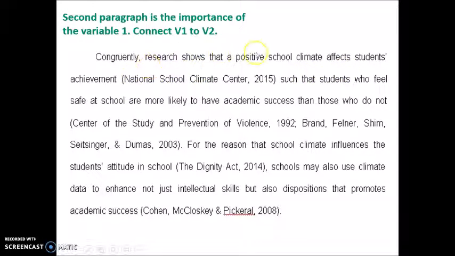So, congruently, research shows that a positive school climate affects students' achievement. So, this thought comes from the National School Climate Center 2015, such that students who feel safe at school are more likely to have academic success than those who do not. Center of the Study and Prevention of Violence, 1992, Brand-Fellner, Schim. Ma'am, bakit dalawa? Bakit parami yan? So, this Center of the Study and Prevention Violence, 1992, is one source, one reference. Si Brand-Fellner, Schim, Sitzinger, and Dumas, 2003 is another reference. Paano yan?